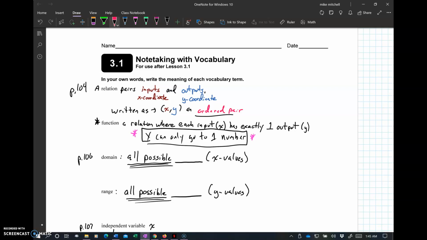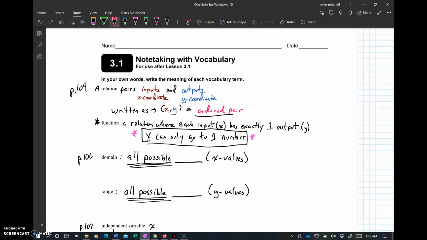A function. So it's a special type of relation. Each input x has exactly one output. So x can only go to one number. We'll talk about this a little bit later. This is one of the key points in key questions. It can be a simple question to answer. It doesn't require computation. It's more of recognition of a situation.